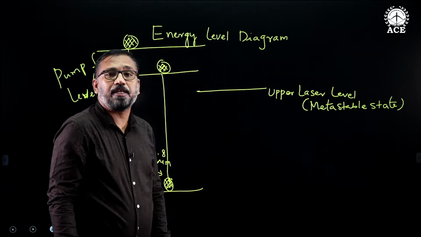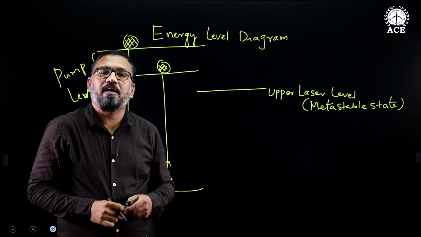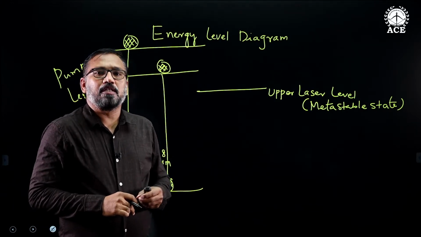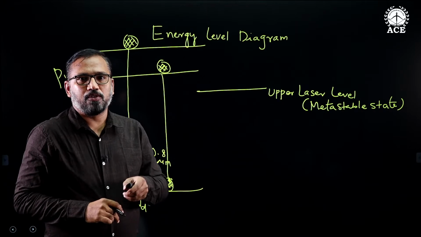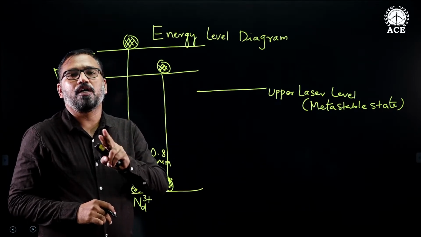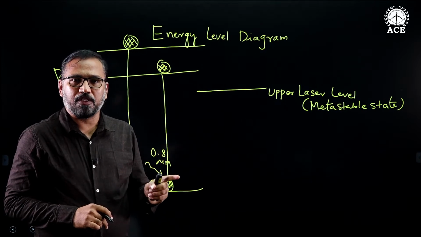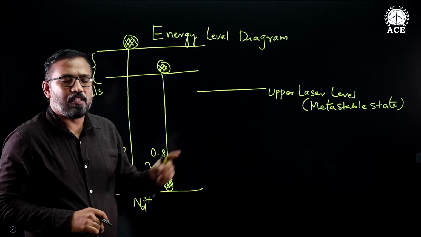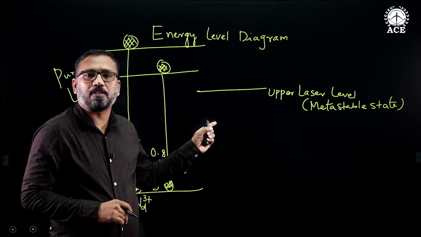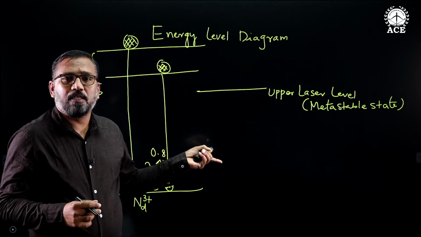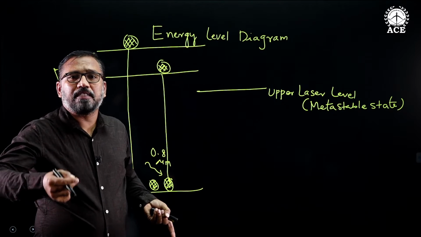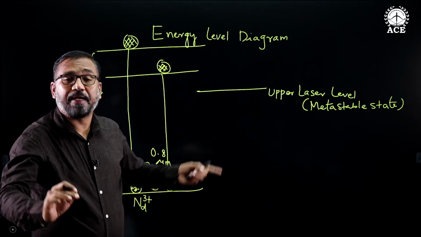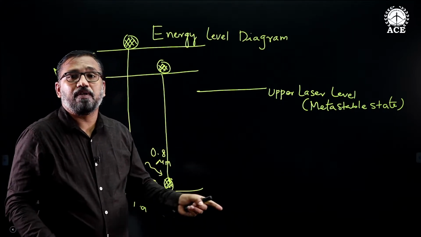Why are we using the metastable state? Because the most important criteria for achieving lasing action is, first, we have to achieve population inversion, then we have to achieve stimulated emission. Then only laser emission will take place. How will we achieve population inversion? Excited neodymium ions in the pumped level will not stay for a longer time, so we allow them to go to one more state called the metastable state, where their lifetime is somewhat more.